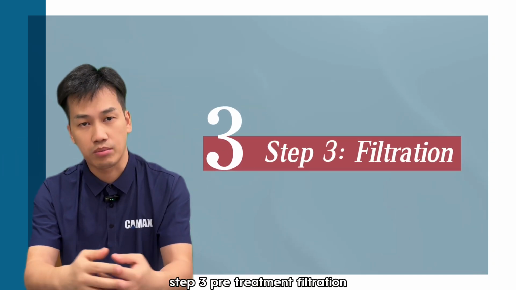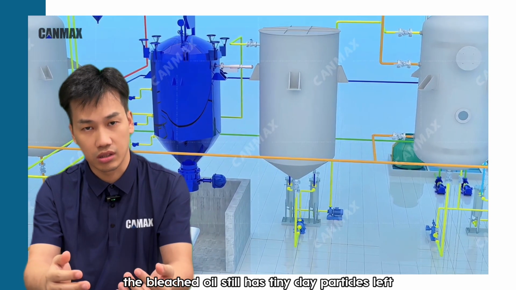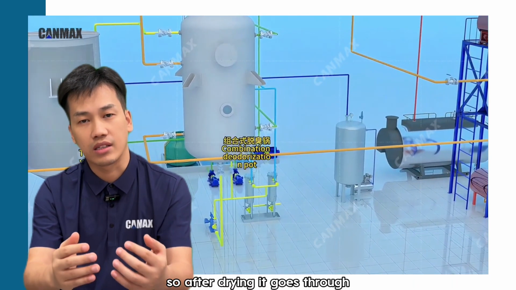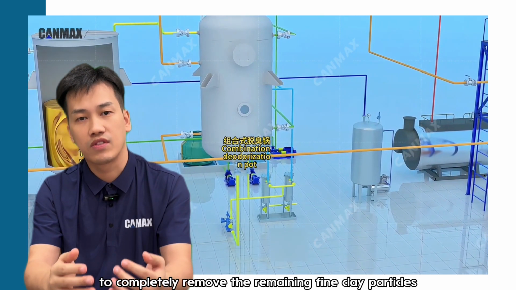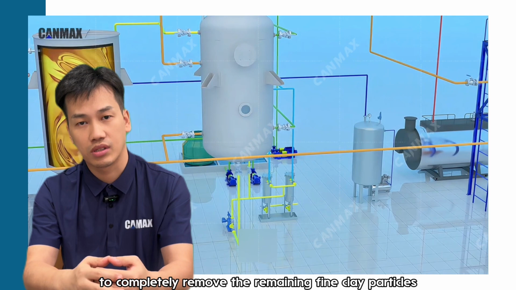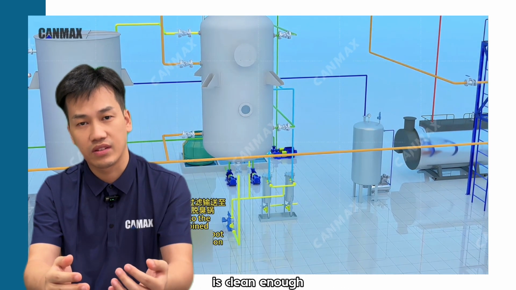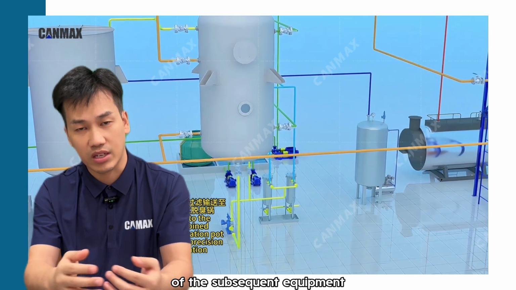Step 3. Pretreatment. Filtration before deodorization. The bleached oil still has tiny clay particles left, so after drying, it goes through a precision filtration to completely remove the remaining fine clay particles. This ensures the oil entering the next step is clean enough and avoids affecting the efficiency of the subsequent equipment.